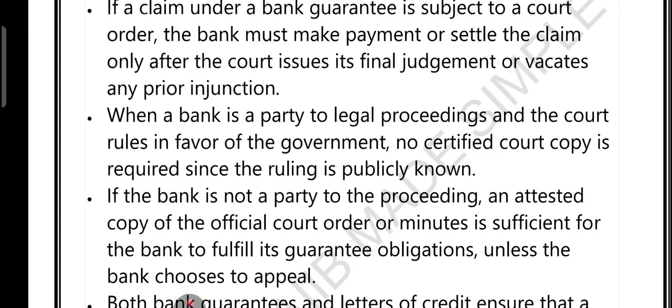Now some more points, have a look. So friends, if the claim under a bank guarantee is under court scrutiny, the bank must wait for the final court order before making any payment. And if the bank is involved in the case and the court rules in favor of the government, no certified copy is required. But if the bank is not a party, it needs an attested court order or minute to proceed until the final appeal.